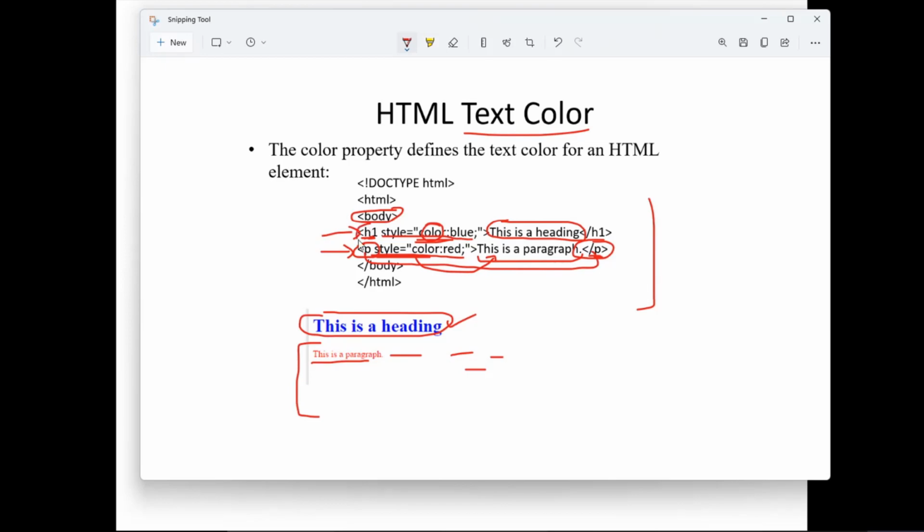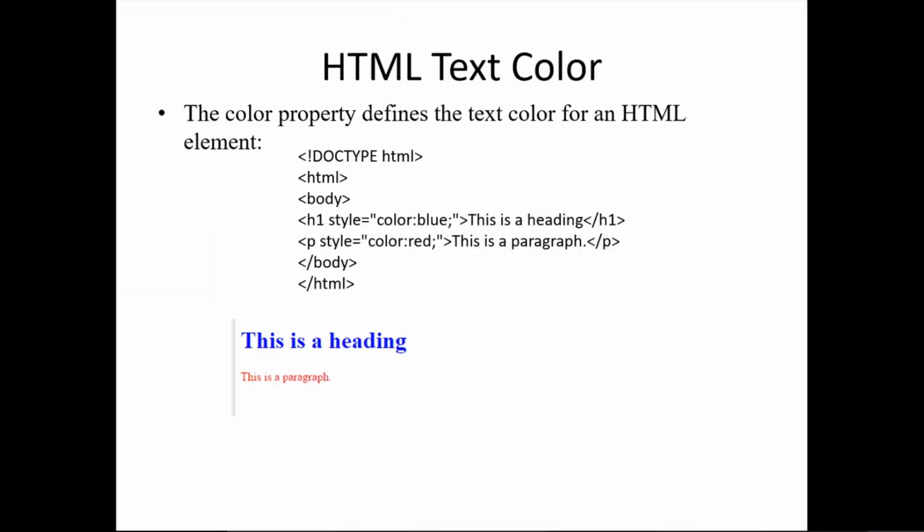The same is with h1. The style is with h1, so the scope of h1 will be from here to here because this is the ending of the h1. After this, the normal color will appear, but here again you have changed the color, so it is in red, else the normal color is black. So that is how you can change the text color in the program.